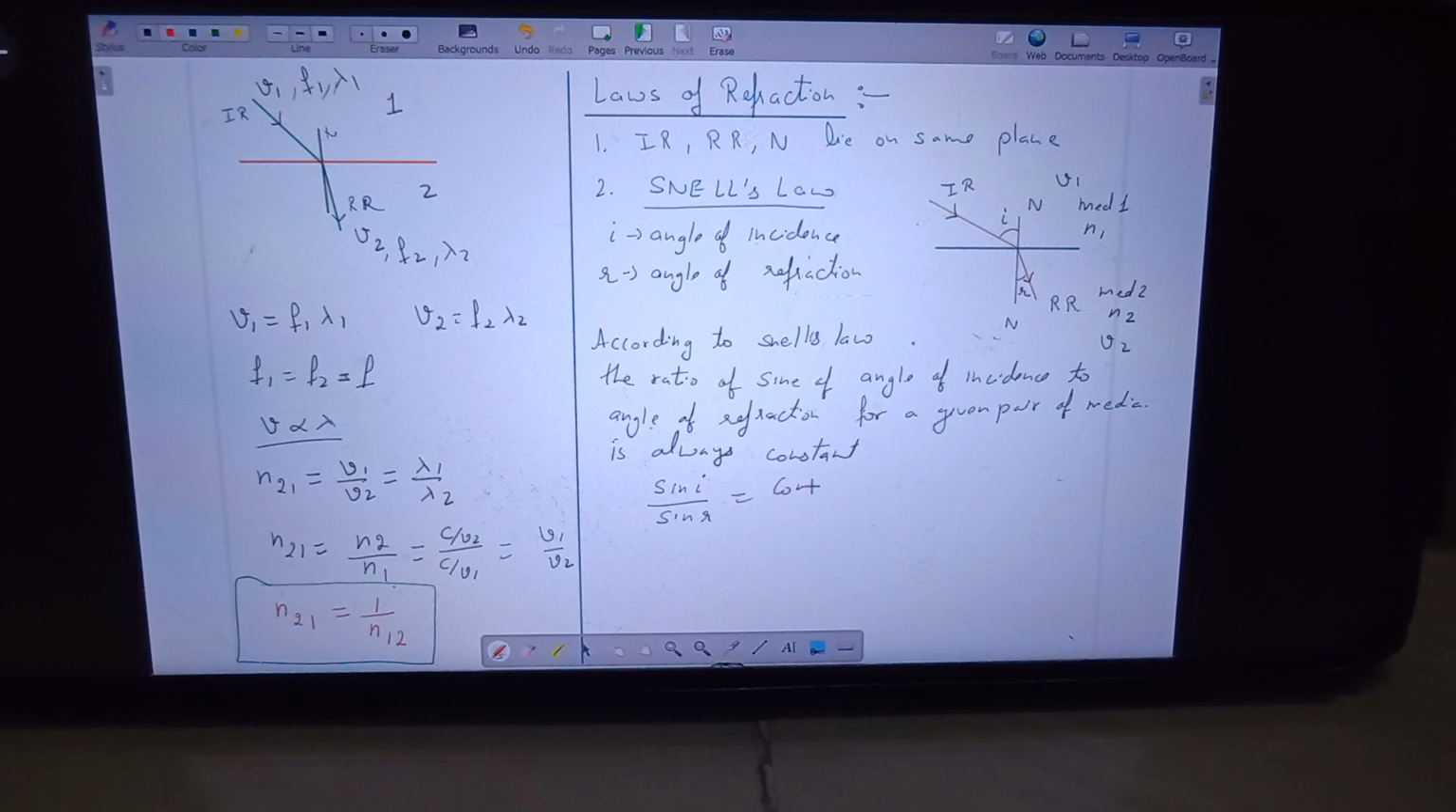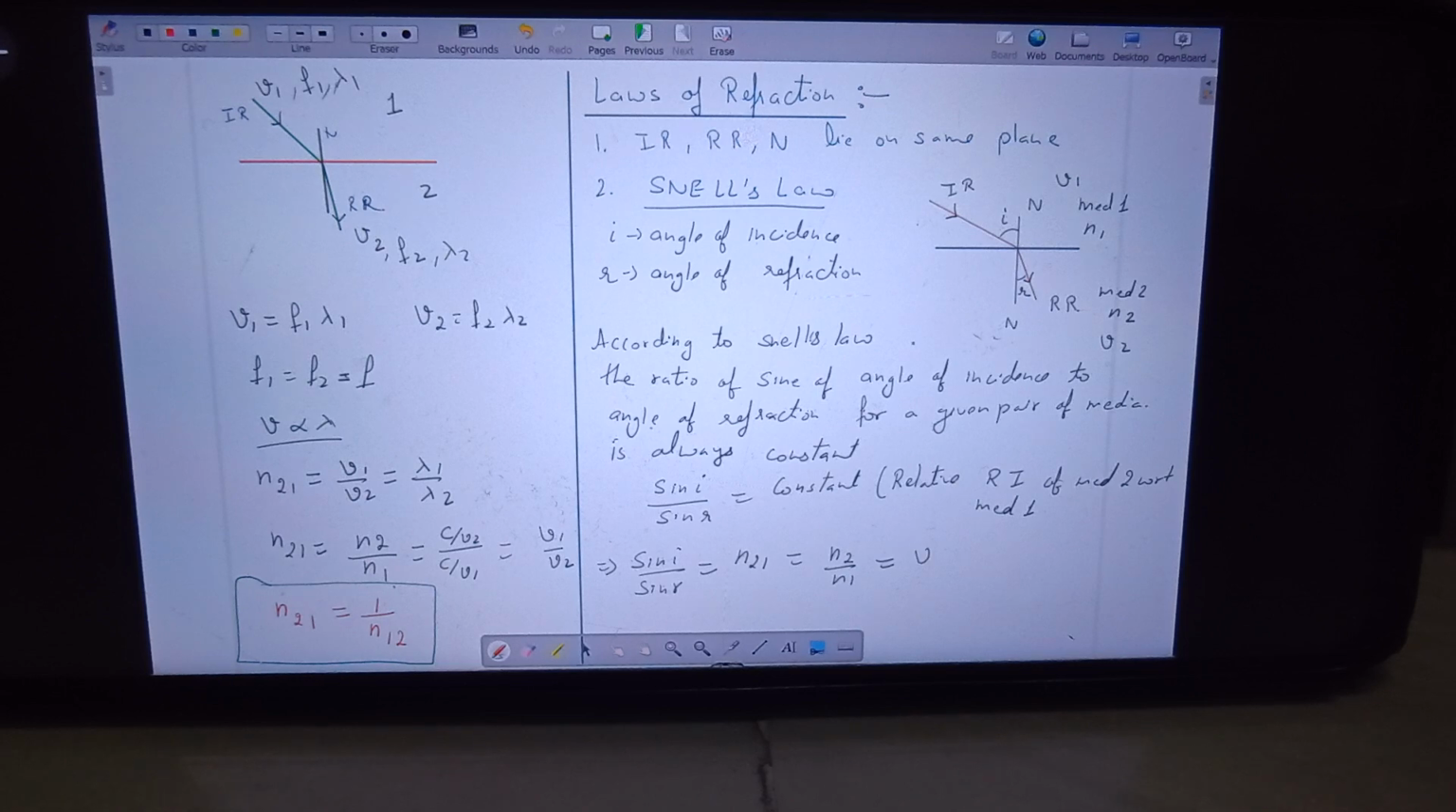Angle of refraction is a constant quantity for a given pair of media. And the constant, if you put the value, will be equal to the relative refractive index of medium 2 with respect to medium 1. That means sine I upon sine R is equal to n21, or in terms of absolute refractive index I can write it as n2 by n1.